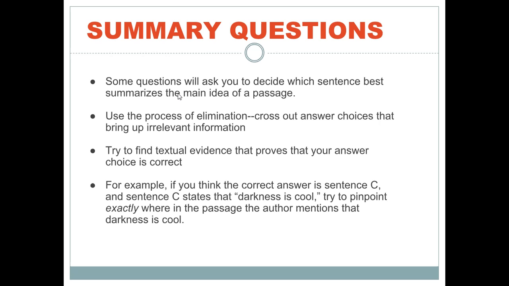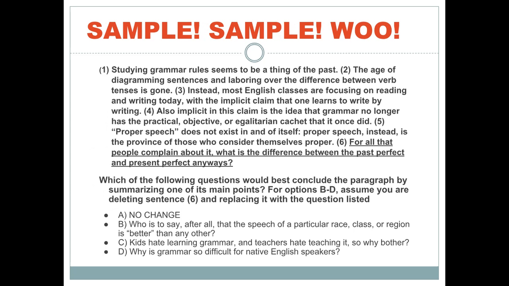Another strategy is that you can use the process of elimination to get rid of things that are immediately wrong. Sometimes they'll put choices that are clearly not the main idea of a passage, and that's just wrong. And you can also try to find textual evidence that proves the answer is correct. So don't just guess about the main idea of a passage and which sentence summarizes it. Find some textual evidence to back up what the main idea of the passage is, and then choose the answer choice that reflects that, as I said.